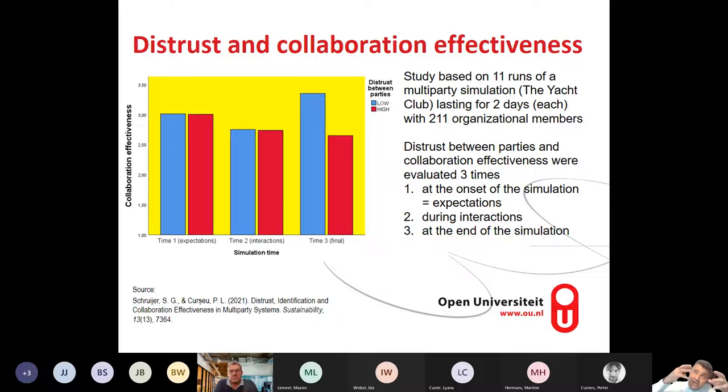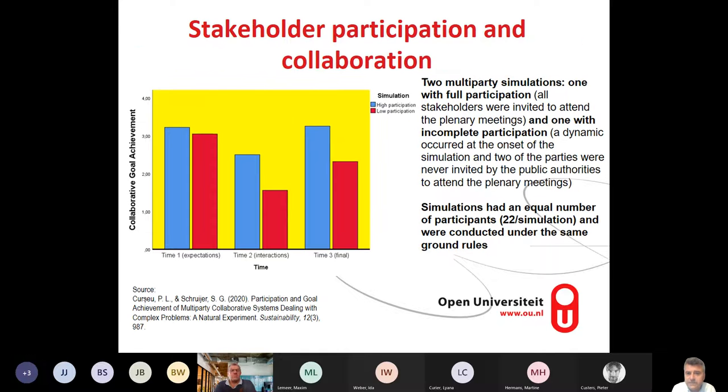So yes, collaboration starts in the mind of people, and one of the important elements that we have to focus on is distrust. How much distrust is there at the onset of collaboration, because that has to be managed. Now, another element, and this is another paper we published recently, refers to participation, and this is a different paper that only uses 2 simulations, which actually differed because it happened. We didn't plan it, and you have to know that we don't intervene with the parties while they work, so they have the freedom to act in whatever way they want.